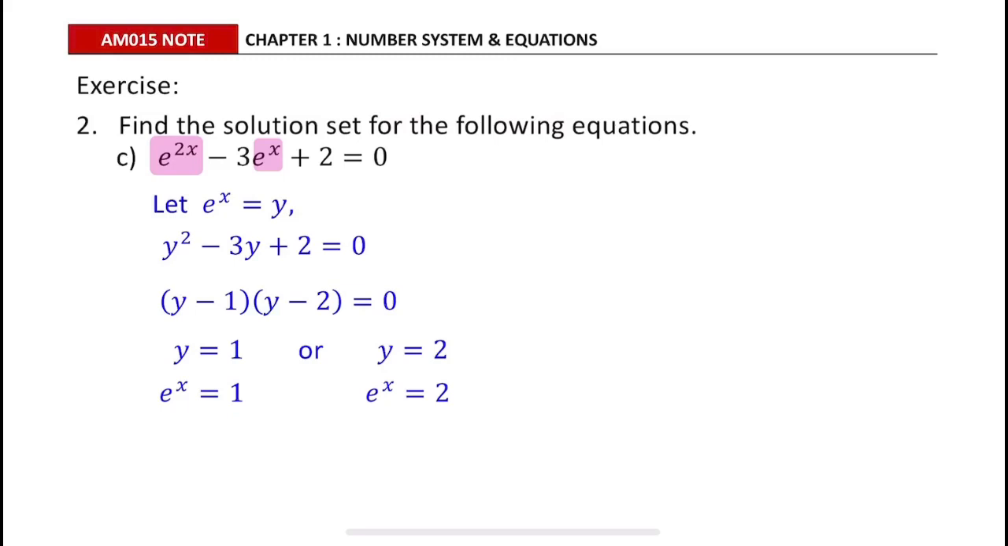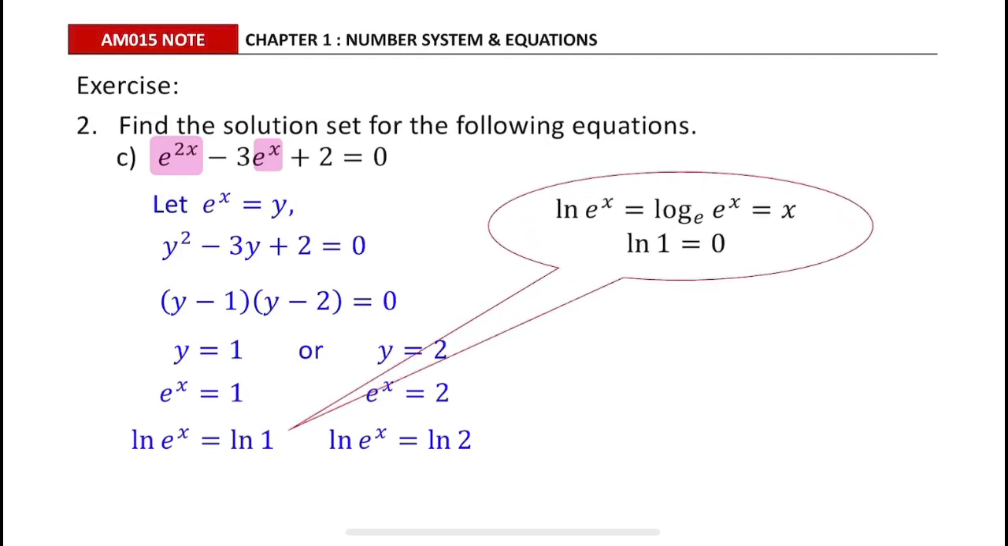We can solve these equations by taking ln both sides. We know that ln is a natural logarithm with base e. So ln exponent x is actually equals to x, and ln 1 is equals to 0. So the answers are 0 or ln 2.